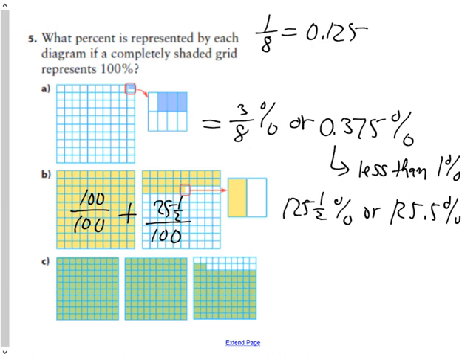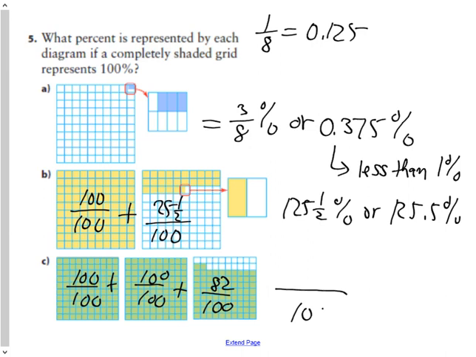And down below here, the last one, I have 100 out of 100 here, 100 out of 100 here, and I have 82 out of 100 here. So if I add those all together, keeping in mind I do not add my denominators, I keep my denominator and add my numerators, I get 282 out of 100, which is 282%.